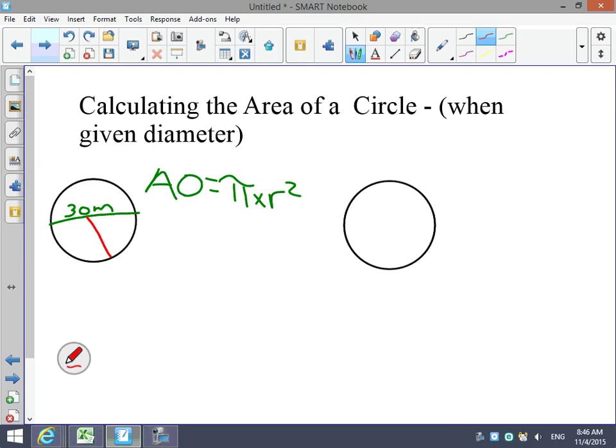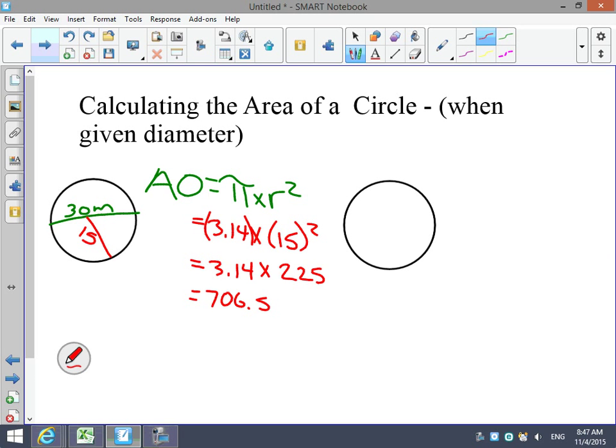From past days' work, you know that the radius should be half of the diameter. So we'll make that 15. So now we have enough information to do the question. 3.14 times 15 squared. We have to do the 15 squared first because that's what order of operations tells us. 15 times 15 is 225. And 225 times 3.14 is 706.5 meters squared. Circle your answer.